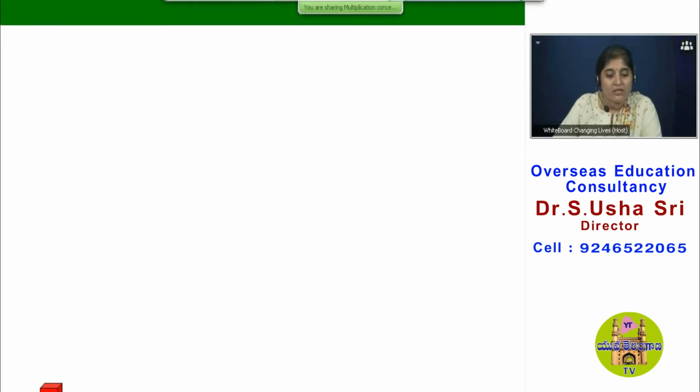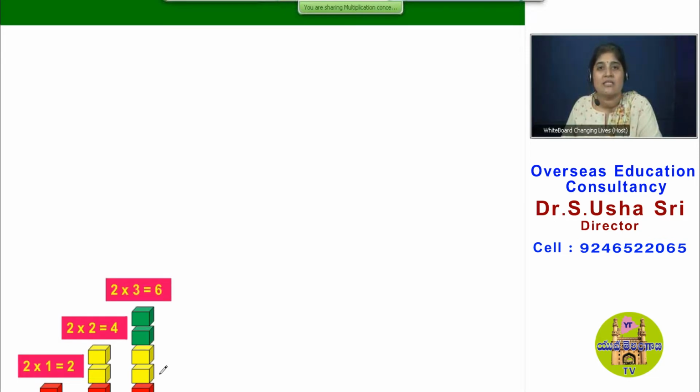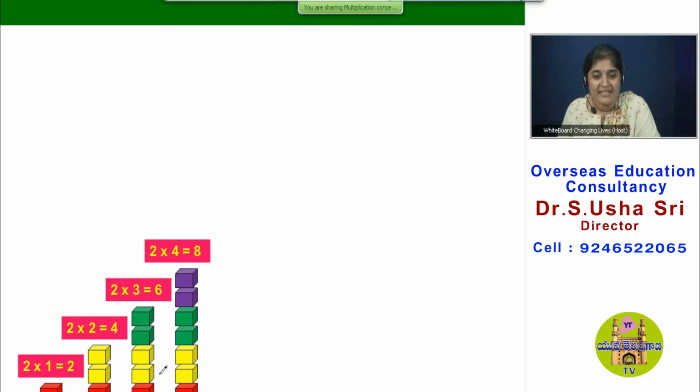Yes, children. How many blocks are there here? There are 2 blocks here. So I can say 2 blocks of one group, that is nothing but 2 1s are 2. And there are 2 blocks here and 2 more blocks here. So that is 2 2s are 4. Next, 2 blocks, 1 group, 2 groups, and 3 groups. So then that will be 2 3s are 6. Next 2, 2, 2, and 2. So then I say that 2 4s are 8.